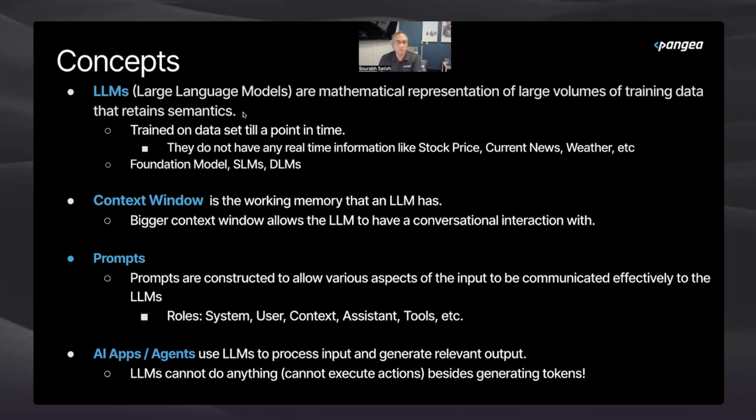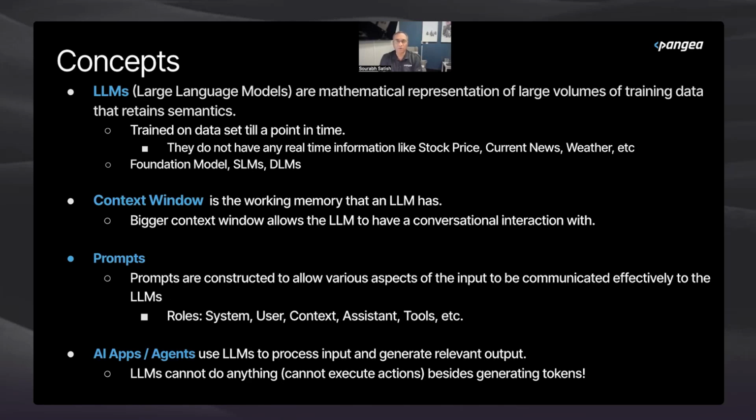All right, so hopefully most of these concepts are nothing new, but nonetheless, probably important to recap in the context of this discussion. As you all know, LLMs are basically a mathematical representation of all the information on which they have been trained. But LLMs are really trained on the data till a particular point in time. That means that LLMs really don't have any access to real-time information, things like stock price, current news, weather, etc. And when we talk about LLMs, we are really referring to foundation models, which are really large models trained on a vast amount of data.